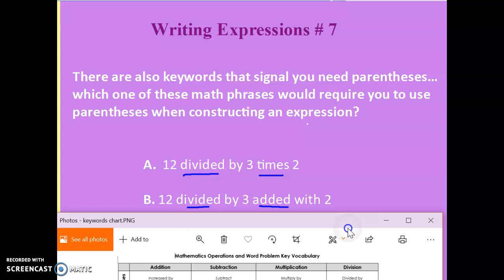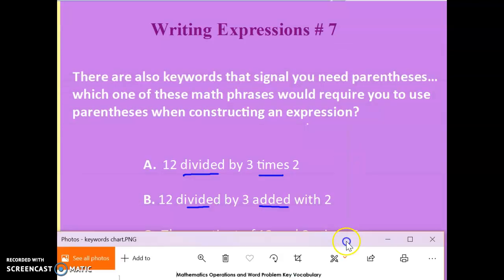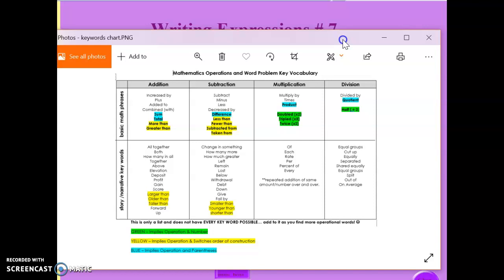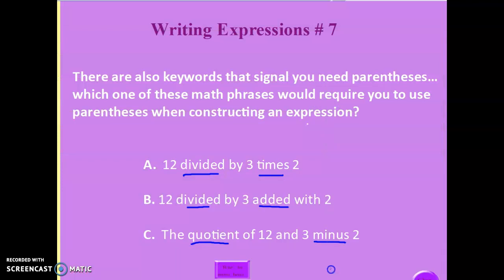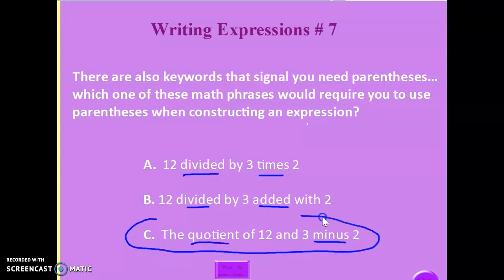Divided, we already know for option B there, and added. If I look at my addition column, added to is just a white term. So again, nothing fancy there. And the last one, quotient and minus. If I bring up my keyword chart there, quotient, oh, that is blue. So if you look at the key down below, if you forget, it does imply operation, but with parentheses, I need to have a parenthesis around it. So it's asking me which one requires parentheses, so that would be C. Again, those keywords should help clue you into if you need something special.